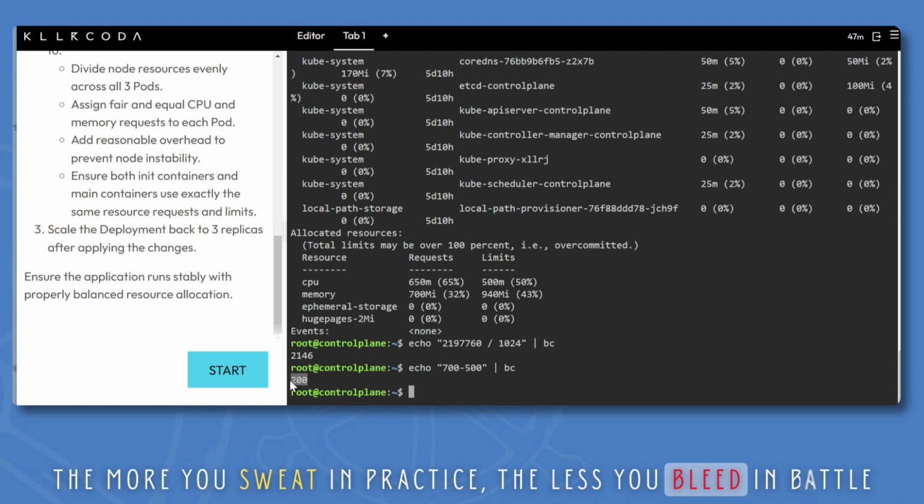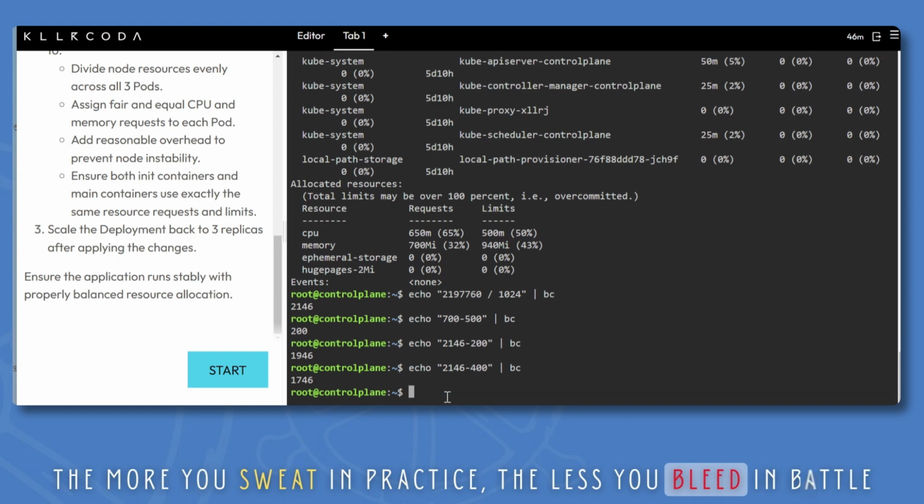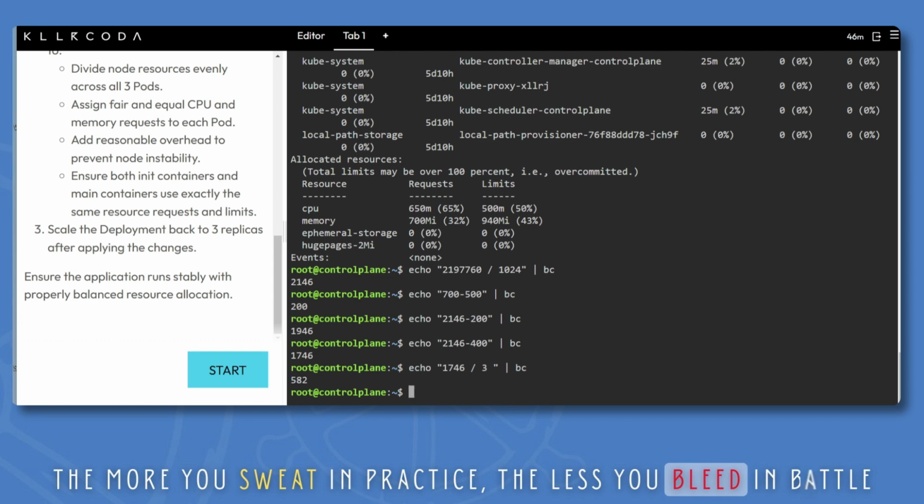So the system memory is 200. Now 2146 minus 200 comes to 1946. Then 10% again, so I will minus 200, so it's 1746. Because we take 10%, it's approximate, because if the number is not even, then you should work with the approximation. So 1746 divided by 3 is 582. So 582 is the max per pod.